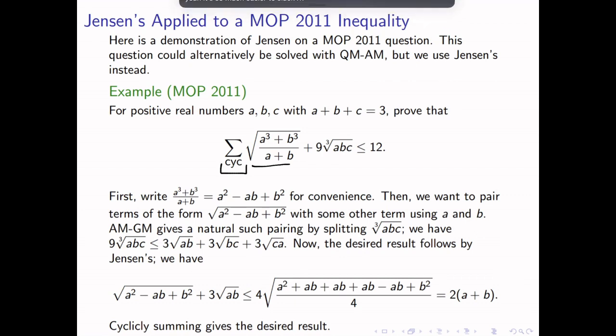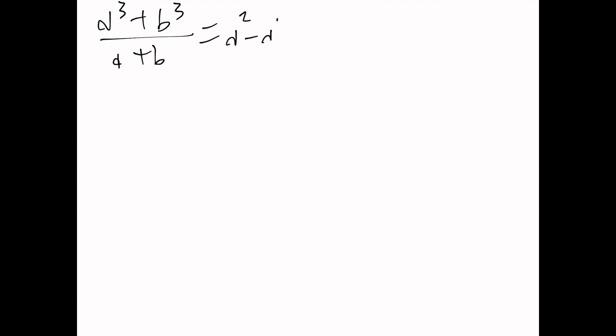So now what we can do is, we know that a cubed plus b cubed over a plus b is equal to a squared minus ab plus b squared. We know this mainly because of the sum of cubes formula, or you can just straight up divide it.